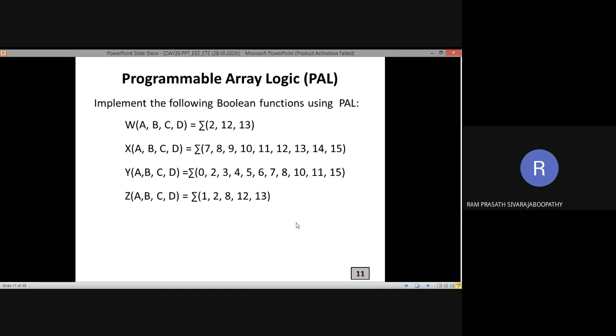Anybody is having answer? Kindly try to solve and post it. The first one is very easy. In your exam, we may ask with a smaller number of functions. As it is for understanding, we have taken more functions.